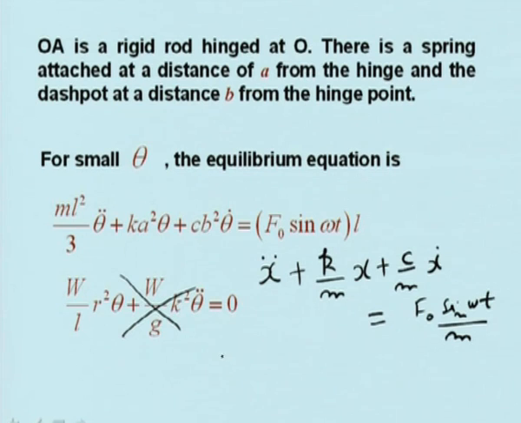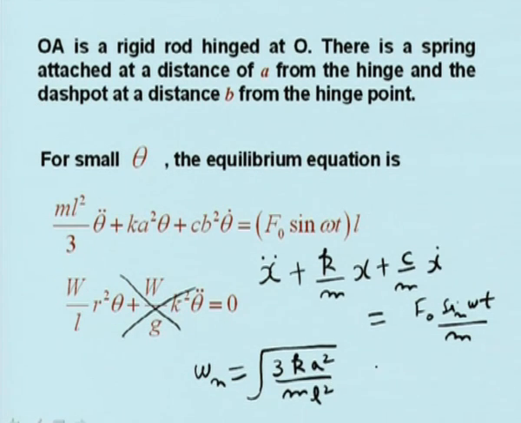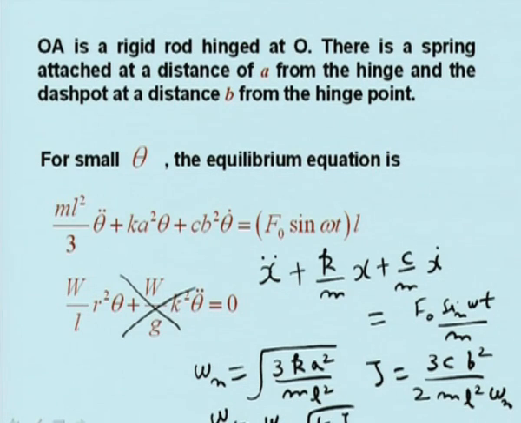So here omega n, the natural undamped frequency, is equal to under root 3ka square divided by ml square, and damping factor zeta is equal to 3cb square divided by 2 m L square omega n, and omega d is equal to omega n under root 1 minus zeta square.